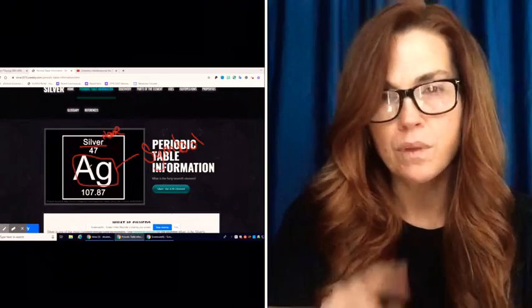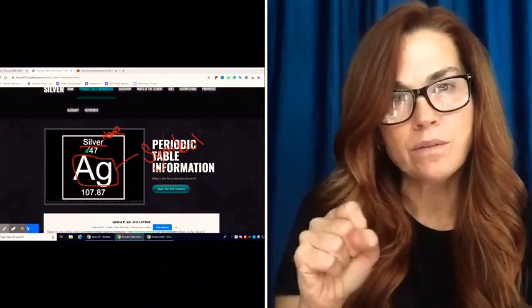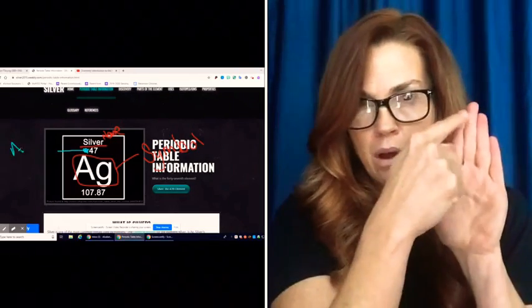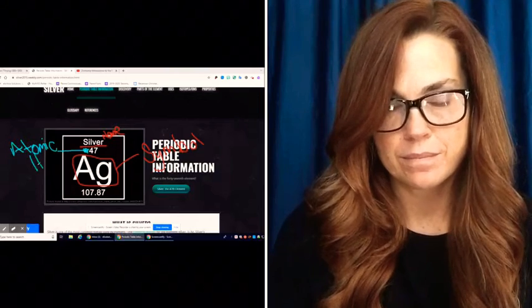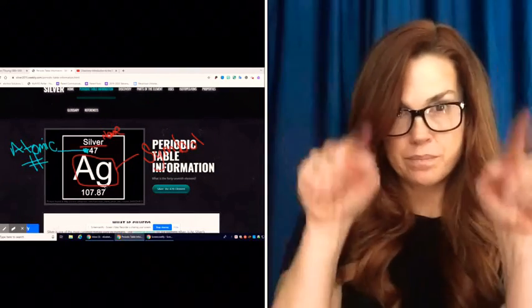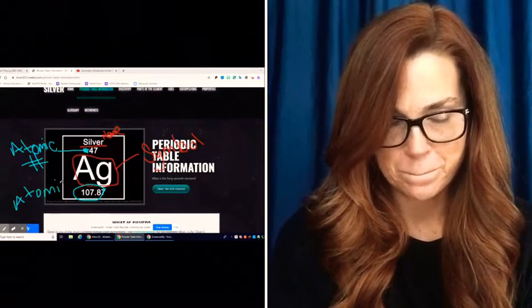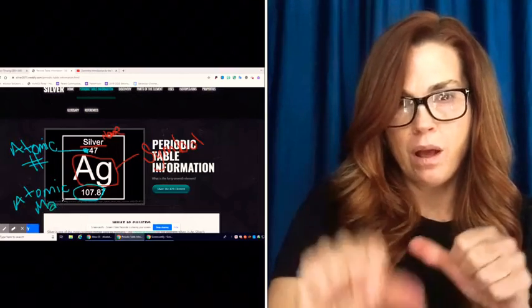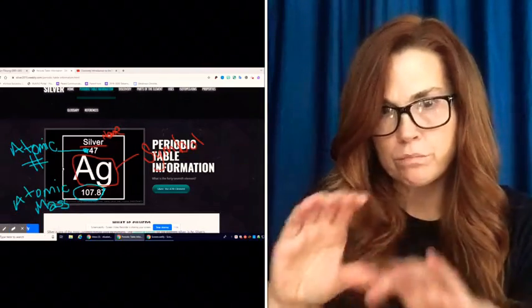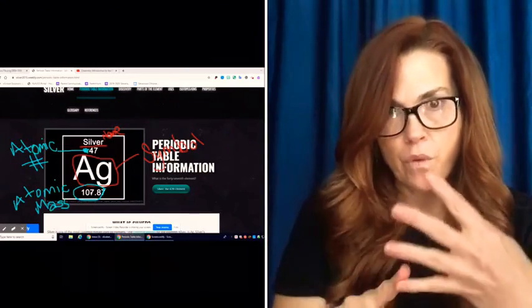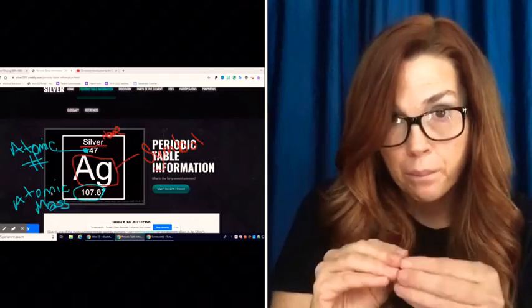We also have its atomic number, which is 47. So if we look right here, that is the element's atomic number. And then down here, we have its atomic mass. So when we're looking at tiles from the periodic table, we need to remember that there are 1, 2, 3, 4 important parts. We have the name, the symbol, the atomic number, and the atomic mass.